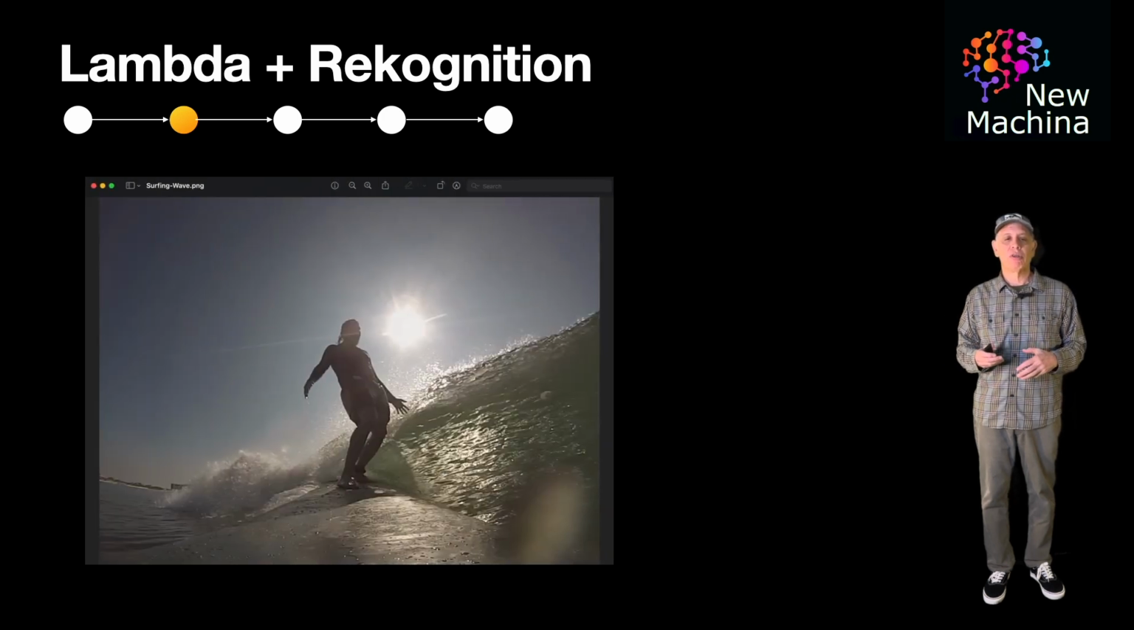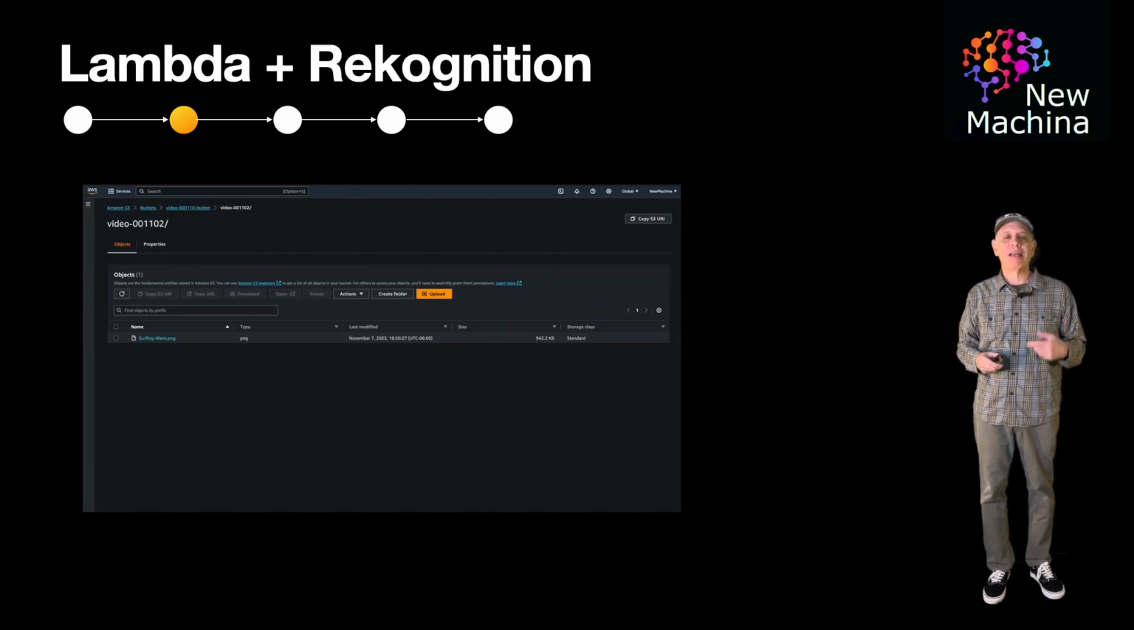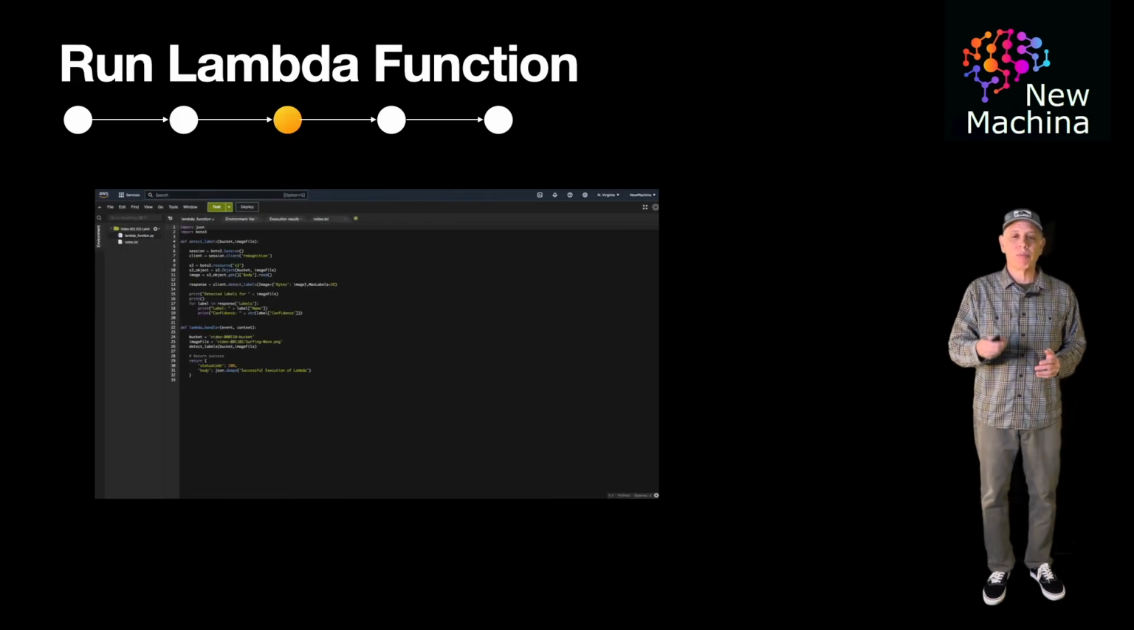Here's the image I'm going to use in this Lambda function Rekognition example. It's a personal image of surfing a few years back, and now I'm going to go ahead and show you how to upload this into S3. In the AWS console, I navigated over to S3, and I created a folder called 001102 in a bucket named video-000110-bucket. Now I'm going to upload my image into this folder.